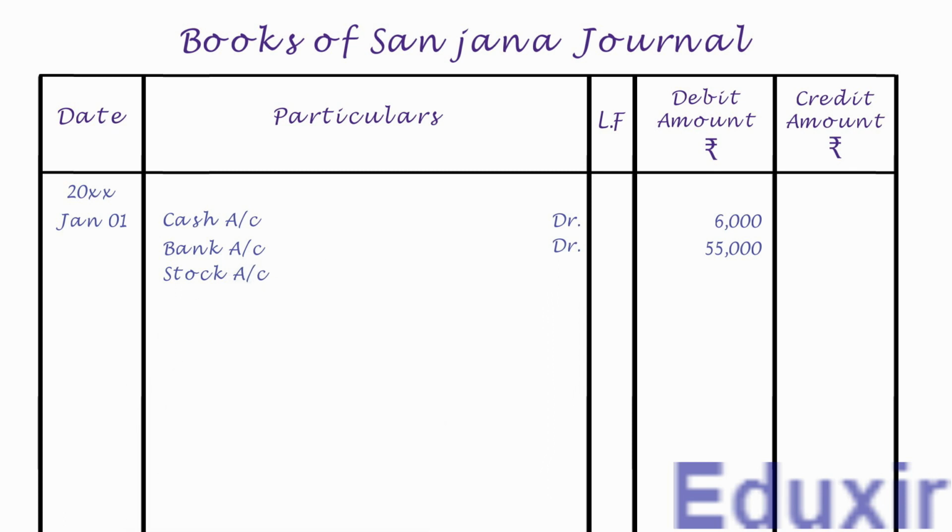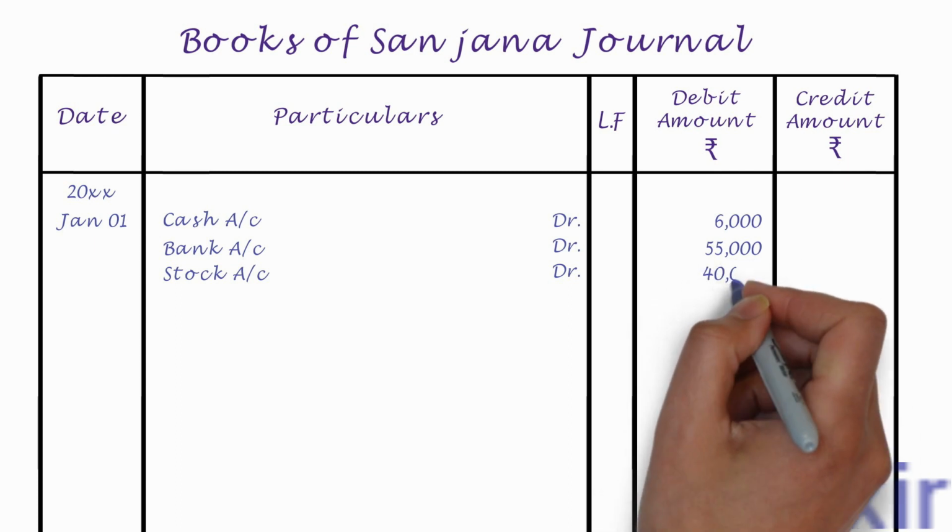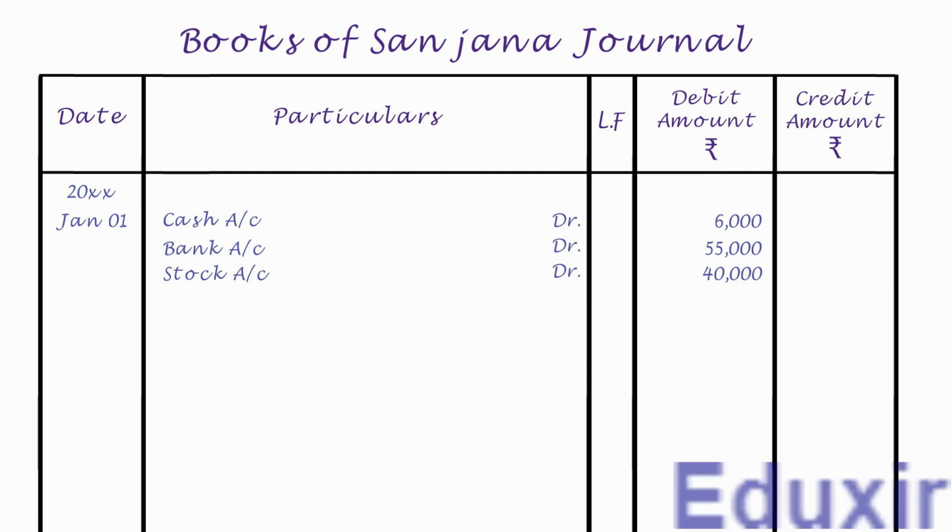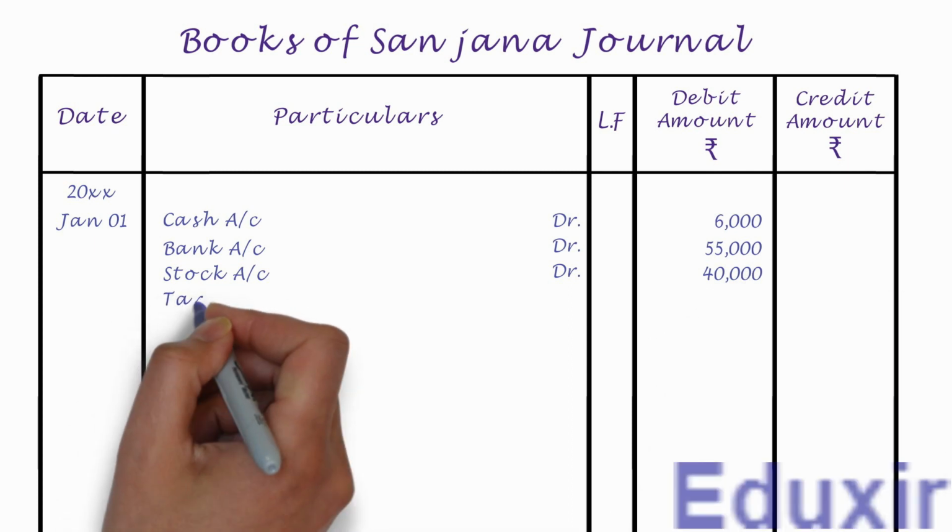Let us then record the text DR to indicate that this is a debit entry. Let us also record the debit amount of 40,000 rupees into the debit amount column. The next debit entry is Tarun account.